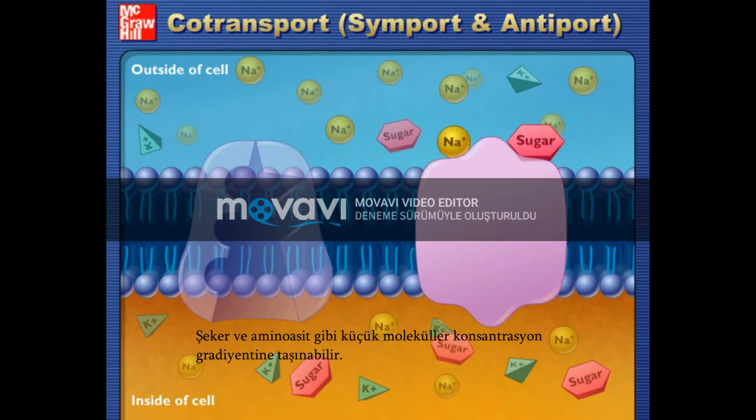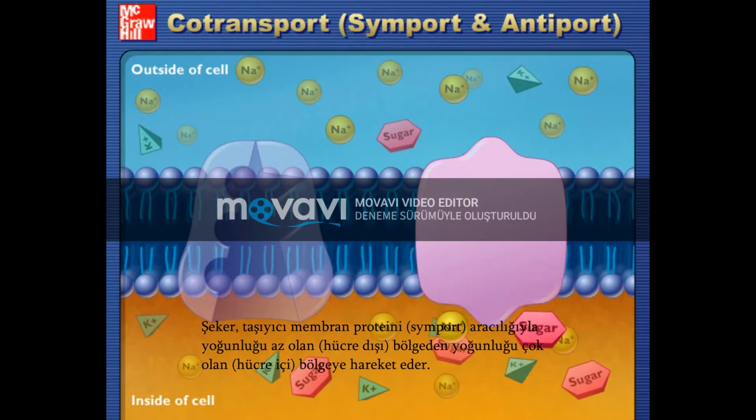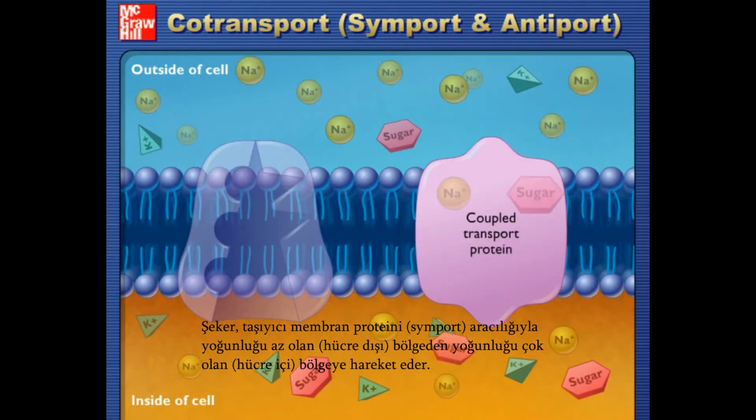Small molecules, such as sugars and amino acids, can be transported up a concentration gradient. The sugar moves via a membrane transport protein from outside of the cell, where the sugar concentration is low, to the inside of the cell, where the sugar concentration is high.